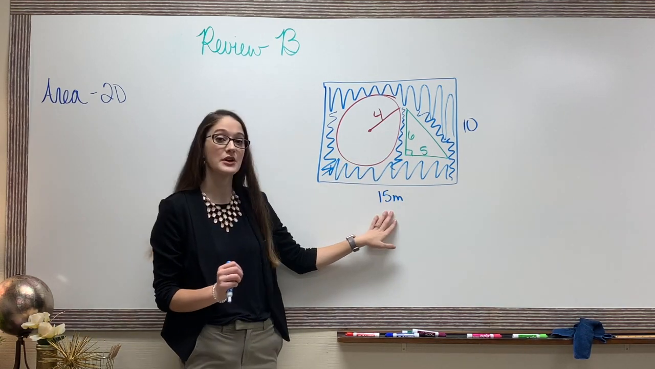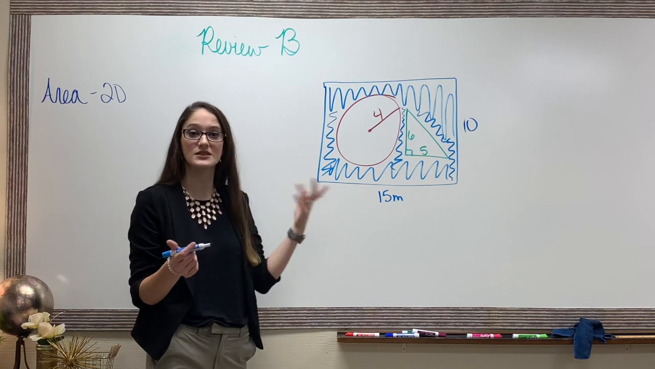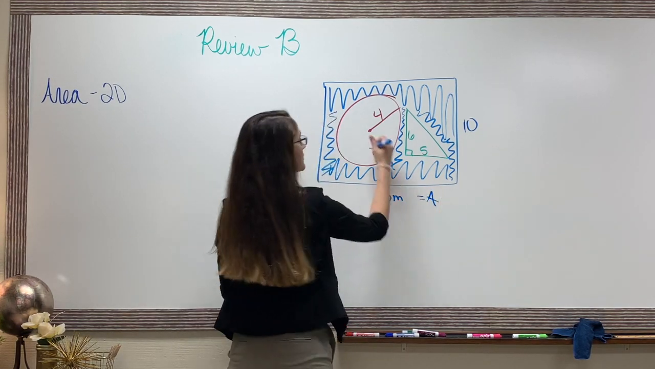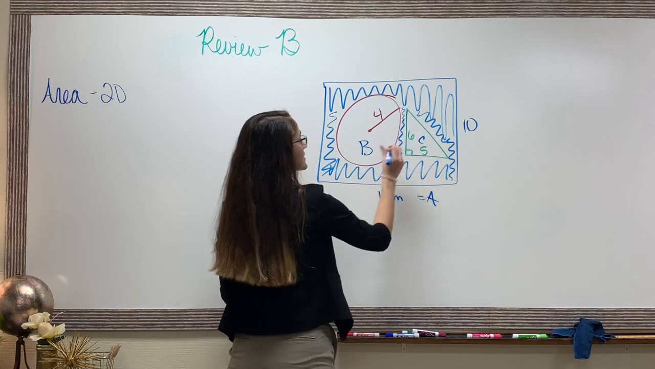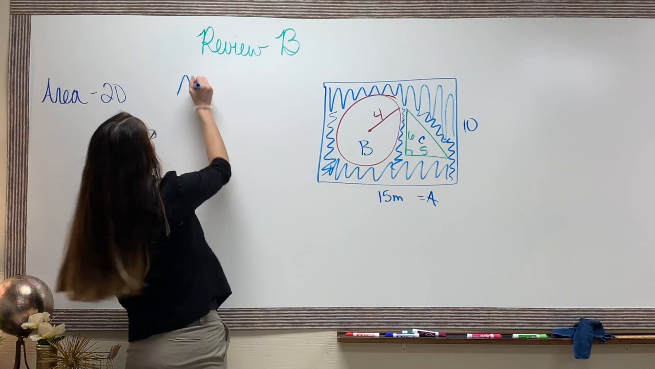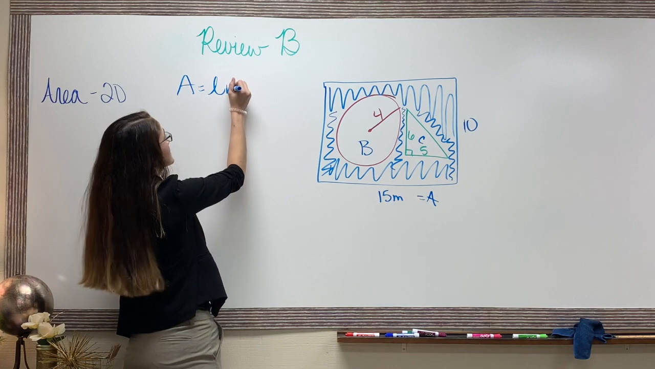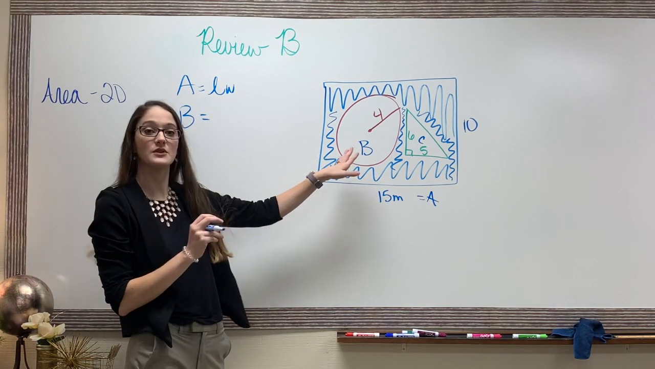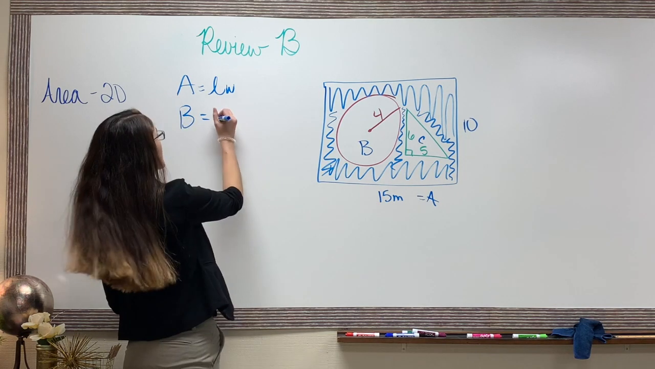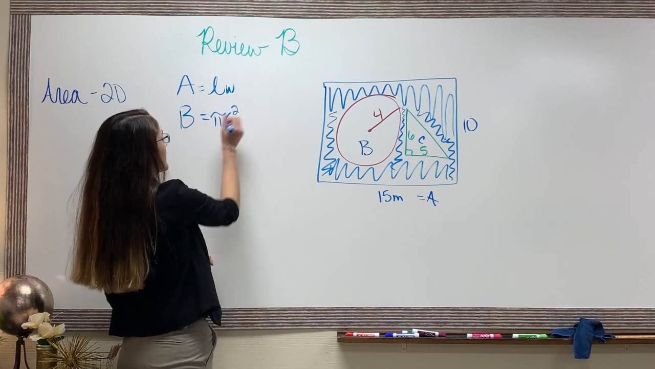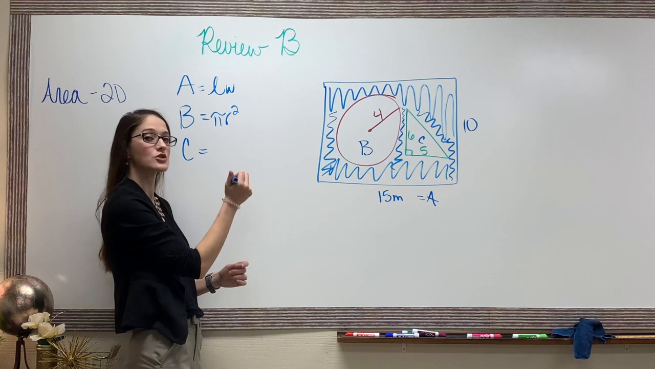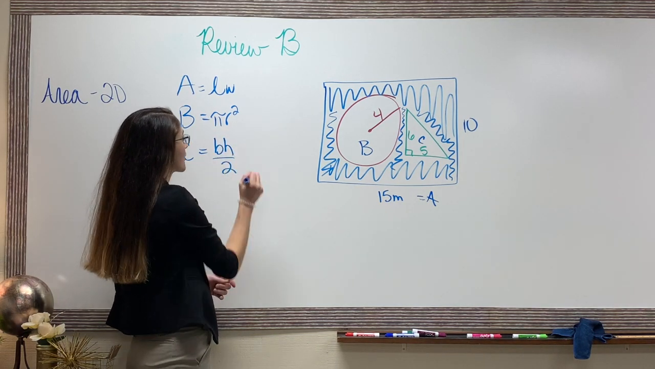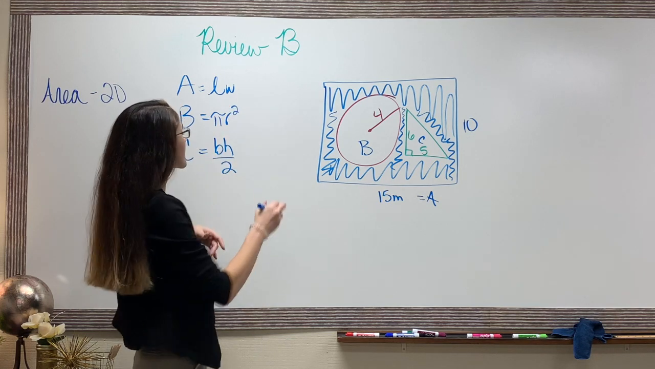So we're going to work with our big part first. That's pretty simple. So it's length times width. We'll call this part A. And then we'll call this B and C. And these parts are going to be subtracted. So for part A, we have length times width. For part B, we're just dealing with area of a plain circle, so pi r squared. And then for C, we're dealing with a triangle, base times height divided by 2. Okay, and now we're just going to plug in all of our numbers.